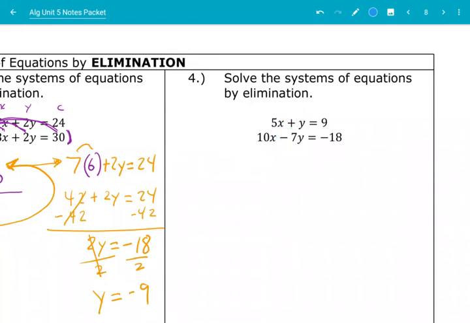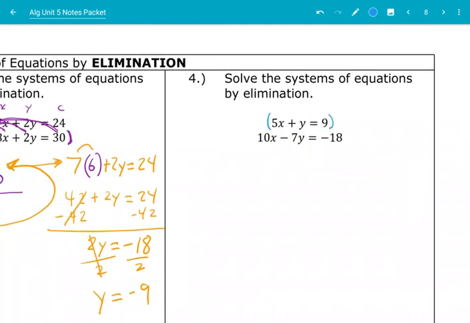So let's eliminate the y's here, because the signs are different, so we won't have to worry about multiplying by a negative or anything like that. But we will need to multiply this top right here by, what do you think we'll need to multiply by? We need to get the same coefficient. Well, we've got 1y there, so we need to multiply by 7. We multiply the entire top by 7.